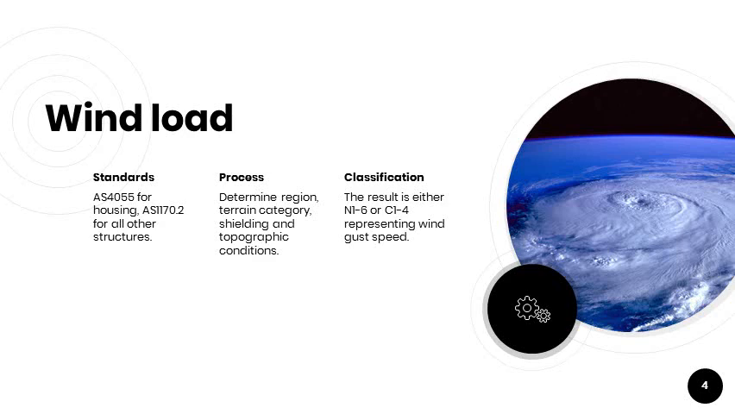The result is a wind classification N1 to N6 for non-cyclonic and C1 to C4 for cyclonic regions that represent design wind gust speeds. The wind gust speed is factored by a coefficient to produce a pressure used as the design wind load on a building. The pressure can be described as positive, meaning a force applied directly to an object, or negative, like suction as it passes over an object.